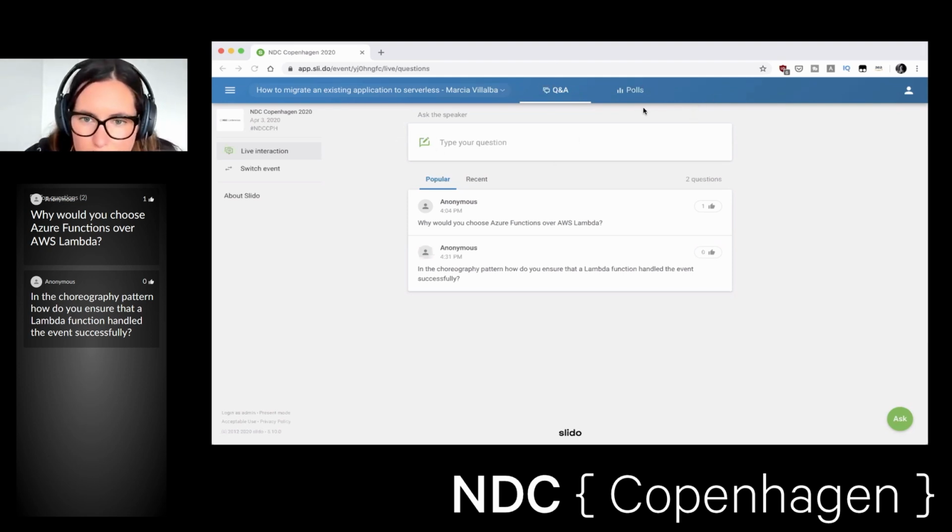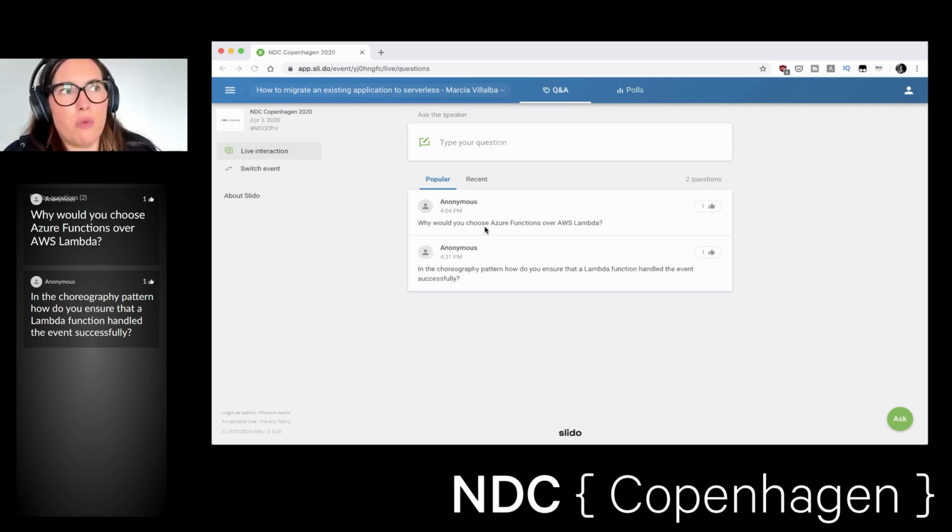So we have two questions. The first one is, will you choose Azure Functions over Lambda? I work for AWS, so what I can tell you about. The next is about a choreography pattern: how do you ensure that Lambda functions handle the events successfully? Lambda has different mechanisms to handle events. It's important that when you use Lambda, if an event can trigger Lambda multiple times, your function is idempotent, or however you pronounce that in English, meaning that if you apply the same function, you always obtain the same result.